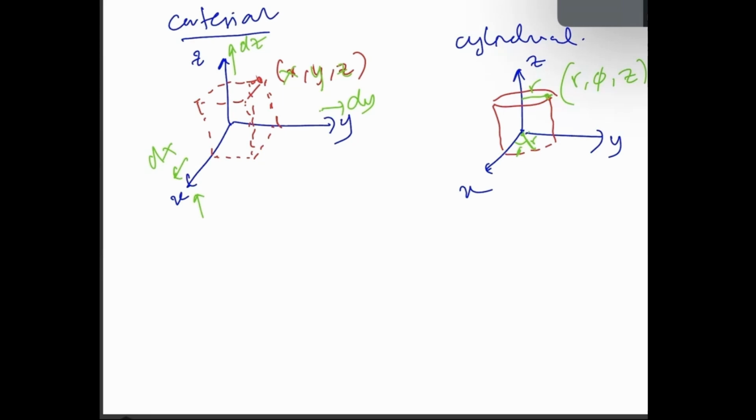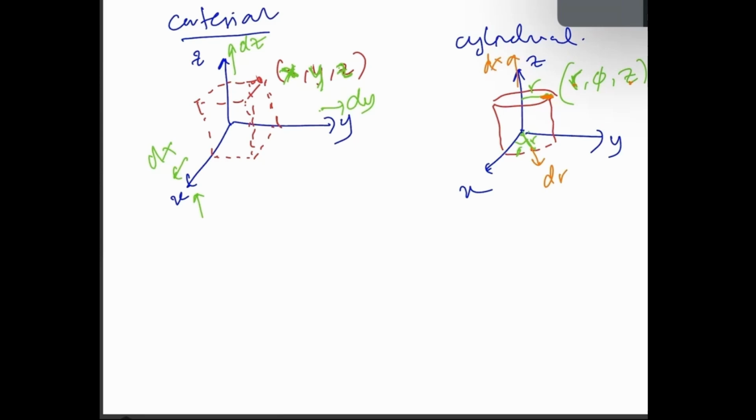So in this case, for Cartesian, we have dx, dy, and dz. And then for cylindrical, we have r. The small changes of r, we call dr. And for z, the small changes of z, we call dz.